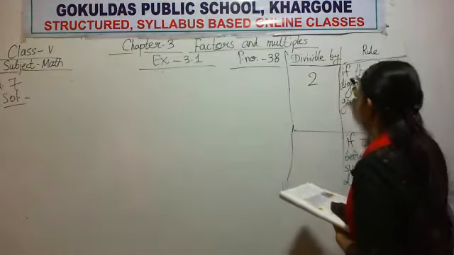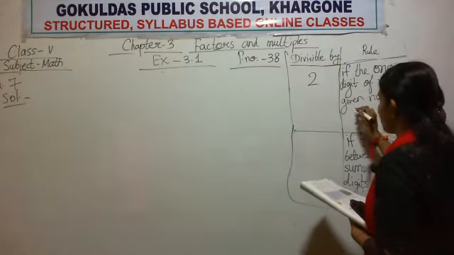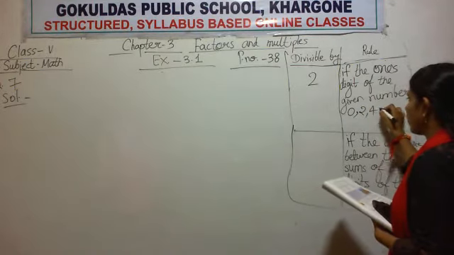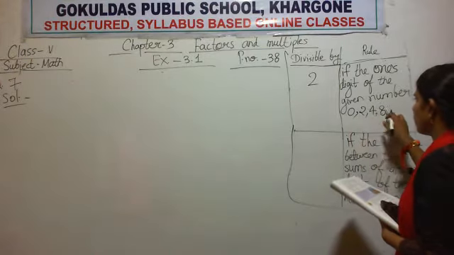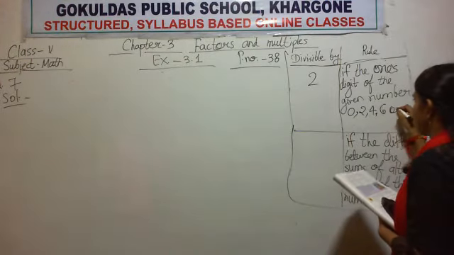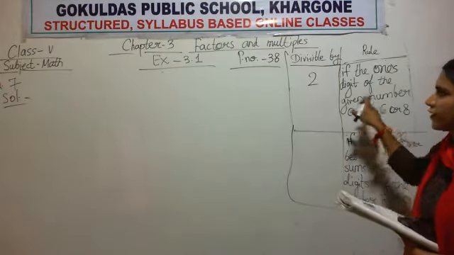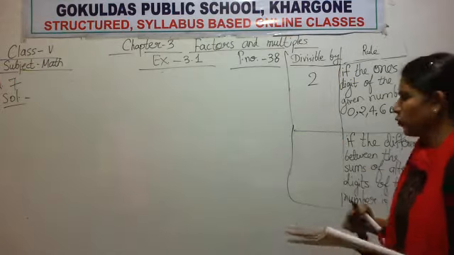Divisible by 2. So if the ones digit of the given number is 0, 2, 4, 6 or 8, then you can conclude that the given number is divisible by 2.